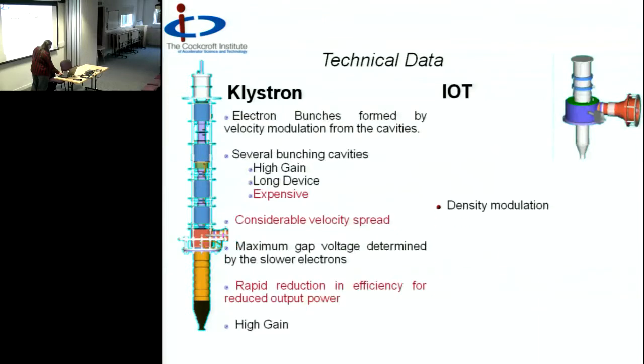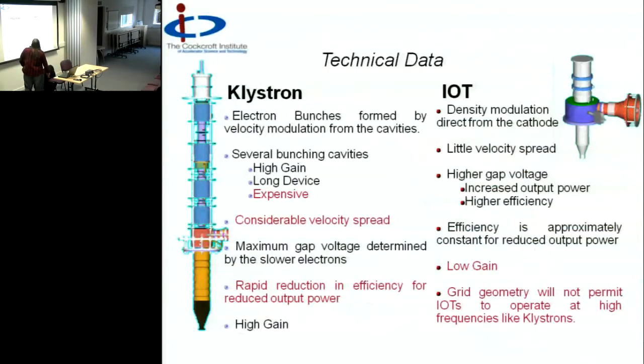So a comparison of the Klystron and IOT next to each other. The Klystron has DC modulation, which gives it high gain, long device, but is expensive. It's quite sensitive to the DC input. If you have a jitter on your power supply, you get a jitter on your phase coming out. And as you reduce the input power, you get a reduction in efficiency, which isn't so good.